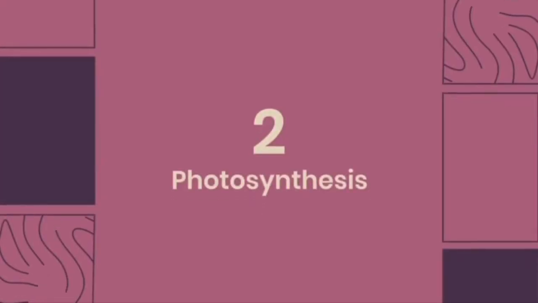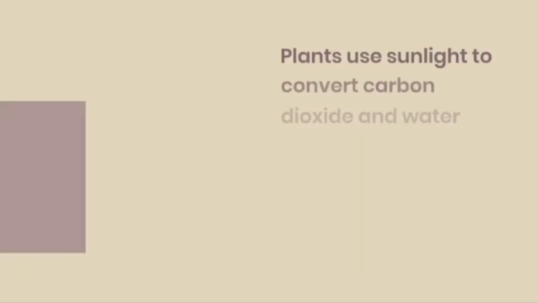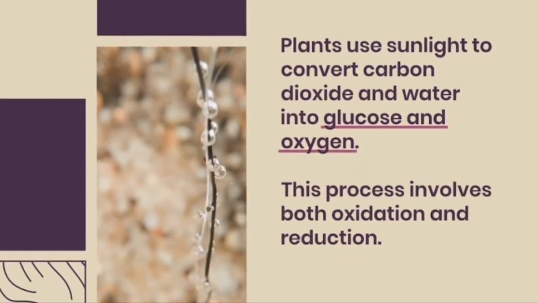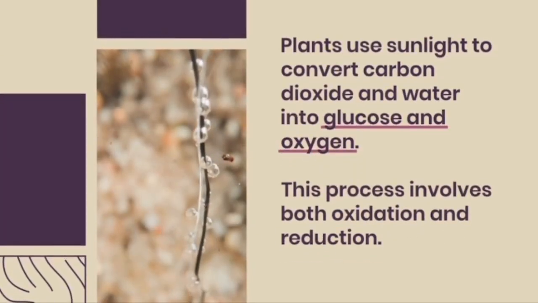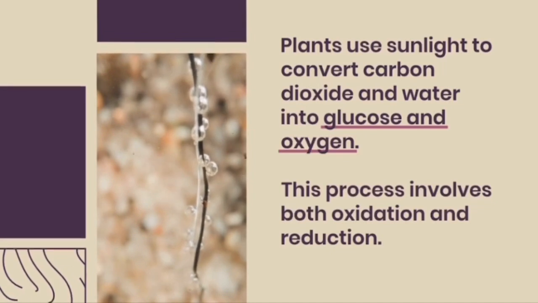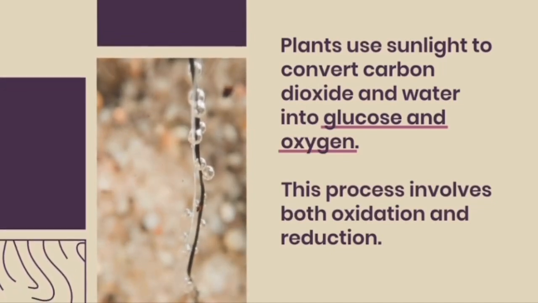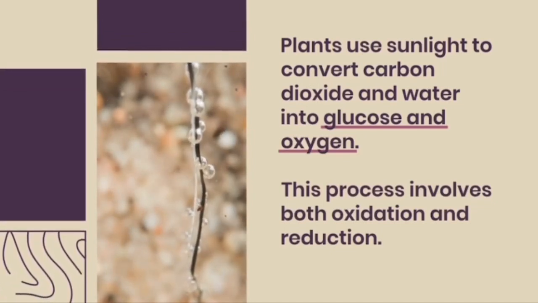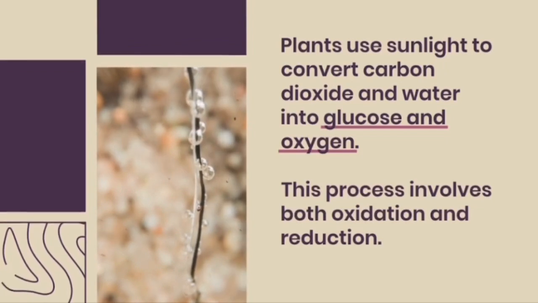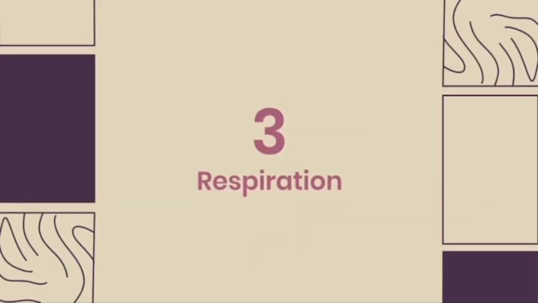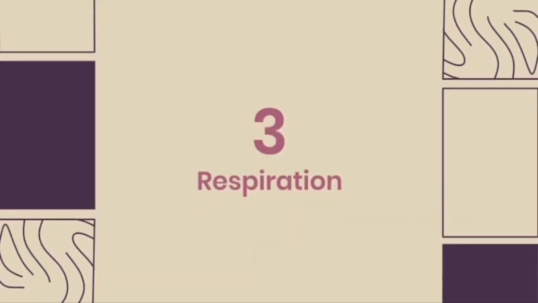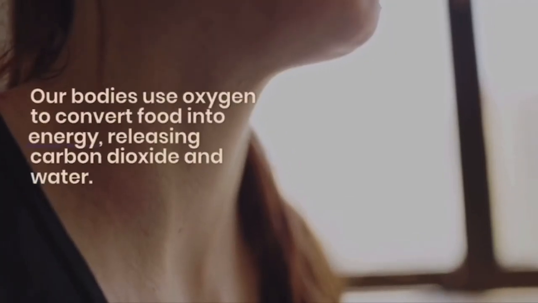Example number 2 is photosynthesis. Plants use sunlight to convert carbon dioxide and water into glucose and oxygen. This process involves both oxidation and reduction. Number 3. Respiration. Our body uses oxygen to convert food into energy, releasing carbon dioxide and water.